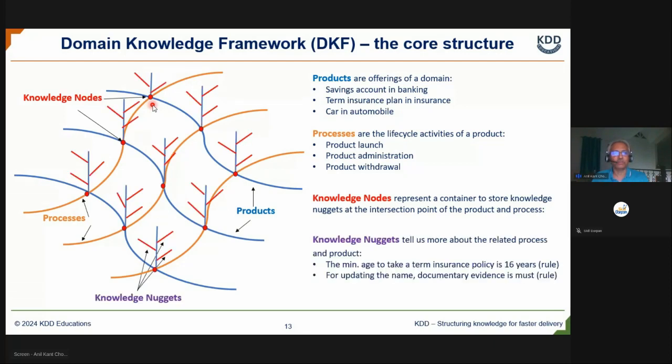And what are these knowledges? We call them knowledge nuggets. Here is an example. For example, the minimum age to take a term insurance policy is 16 years. That is a business rule. So that is a knowledge nugget. Similarly, for updating the name, documentary evidence is a must. That's again a rule. So this kind of micro level information, an atomic piece of knowledge, comprises a knowledge nugget, and each node is a collection of multiple knowledge nuggets. Okay, so this is how DKF structures it.